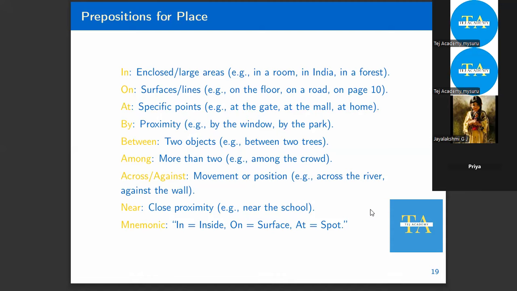But here, in her arms, in his arms, this kind of statement will be different. We have to focus on the sentence to find out whether it demands in or not. On is for, of course, surfaces and lines, like on the floor. She is lying on the floor, on a road, on page 10. So it's basically either lines or surfaces. And at is for specific points, like at the gate, at the mall, at home.